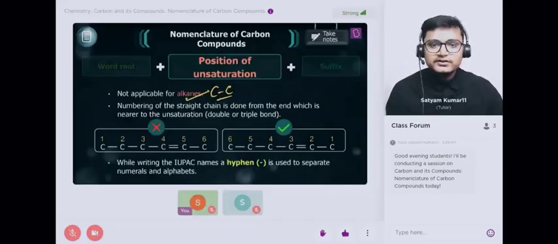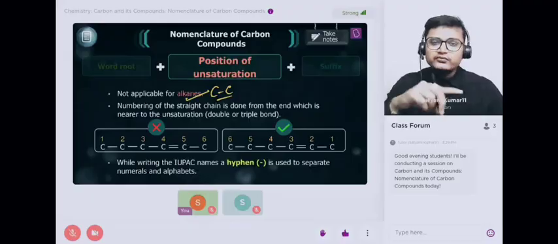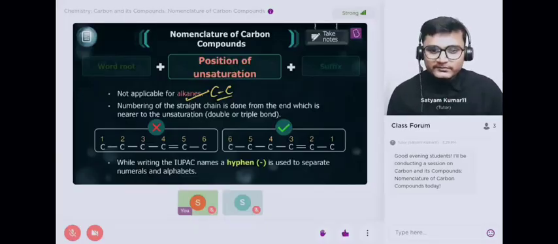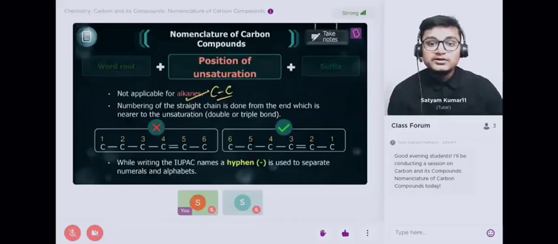Number 2, numbering of the straight chain is done from the end which is nearer to the unsaturation. So we will start the numbering from the end in which the double bond or the triple bond is nearer. We have two examples. In this case, we are doing the numbering from this side. Can you see? The carbon-carbon double bond is coming at the 4th position. Now, if you do it from here, we get this carbon-carbon double bond at the second position. So the numbering is done from the side in which we get the unsaturation nearer.